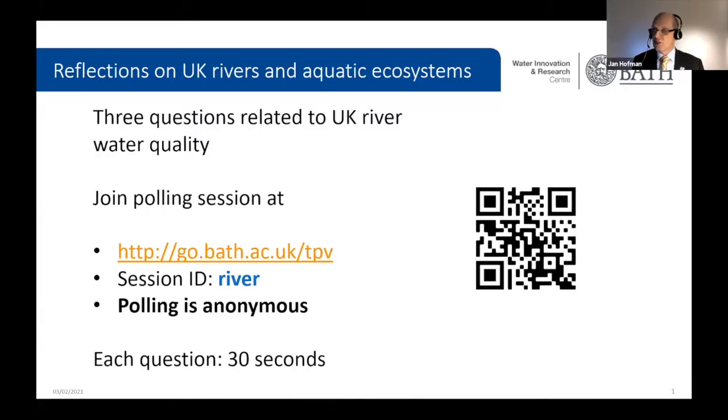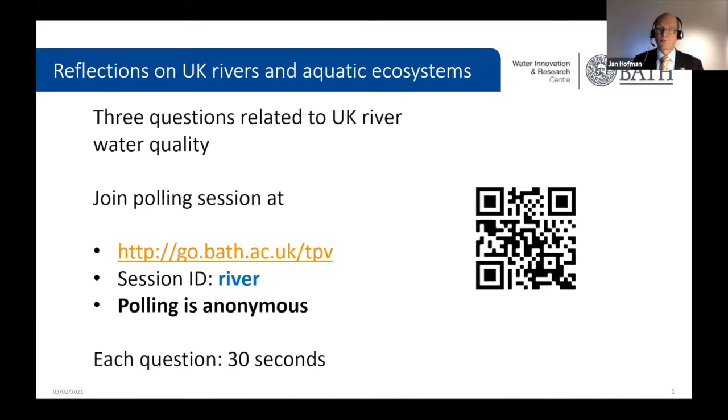And on the screen, you see the QR code. You can scan the QR code with your phone. It takes you to this website here, go.bath.ac.uk/TPV. And it asks you for a session ID, which is River, which you can see here on the screen. When you have entered that, you probably are asked for your name and email address. You can skip that. You just press the button join, because we are going to do this polling anonymously. And then there are three questions, and for each question, there are 30 seconds where you can press your choice.